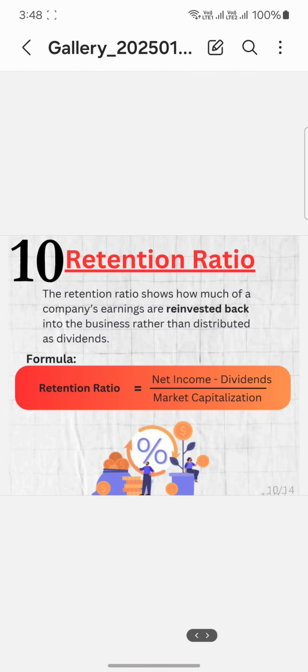The 10th ratio is the retention ratio. So what does the retention ratio say? It shows how much of a company's earnings are reinvested back into the business rather than distributed as dividends. The formula for calculating the retention ratio is net income minus dividends, the whole divided by market capitalization.